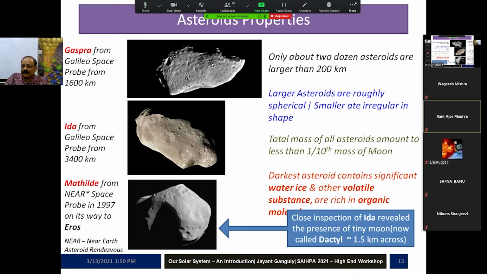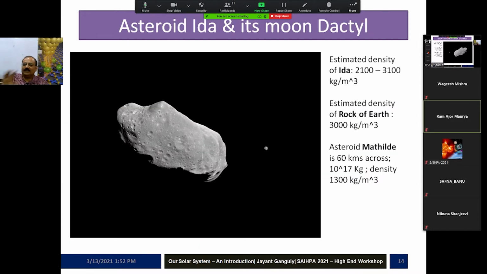So it revealed, and one of the interesting things is that when NEAR photographed Mathilde, it actually found that there is a moon around this particular asteroid, and they call it Dactyl. It is around 1.5 kilometers. So an asteroid also has a moon. It is not only that a planet should have a moon. These new observations start giving new insight, and all these asteroids, if you take them together, account for a very negligible amount of mass compared to the mass of the solar system. Forget about the mass of the solar system, it is only one-tenth of the mass of the Moon itself. So this is what I was telling about the asteroid Ida and its moon Dactyl.